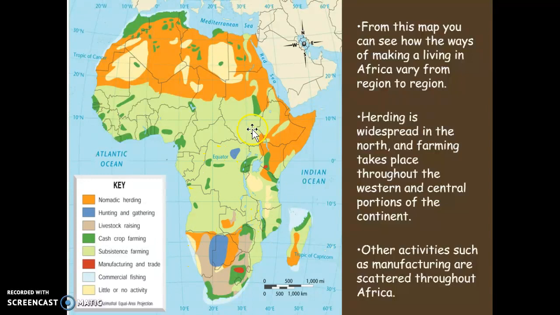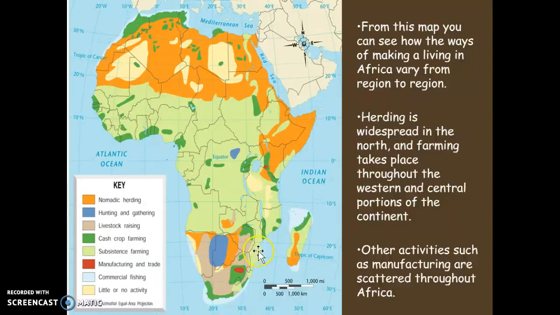And if you look throughout Africa, you see that most of Central Africa, where the land is halfway decent, is used for subsistence farming. You have these little pockets in the Sahara Desert that are used for cash crop farming. This would be where an oasis is. What you don't see a lot of is manufacturing and trade. Here's a little bit in South Africa, a little bit in Kenya.